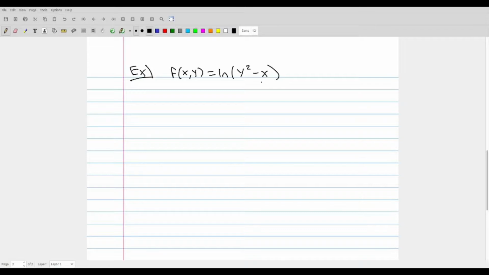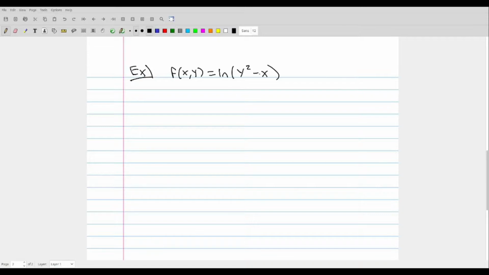So you could ask, what is the domain of this function ln of y squared minus x? Remember from last lecture that the domain of a function is the set of all points for the variables x and y for a function of two variables, all points x and y where this function is defined, where it's a nice function. So you want to think about anything and everything that might make this function not defined. And you have to take away all of those points from the actual domain of the function.